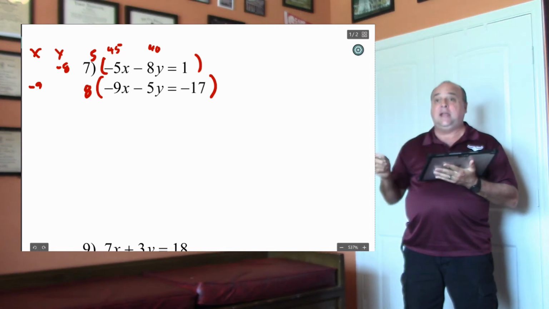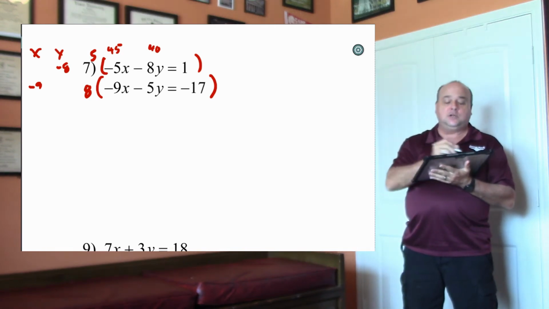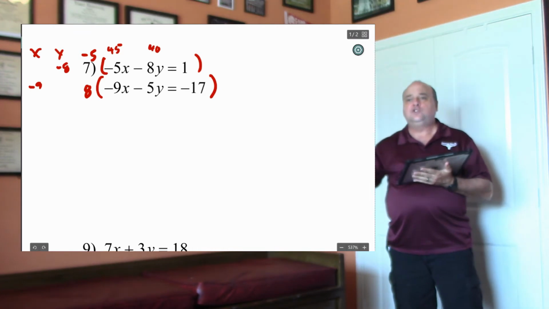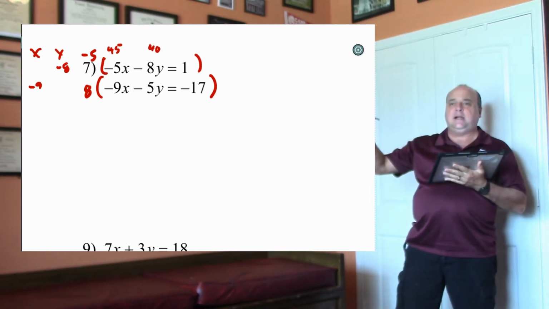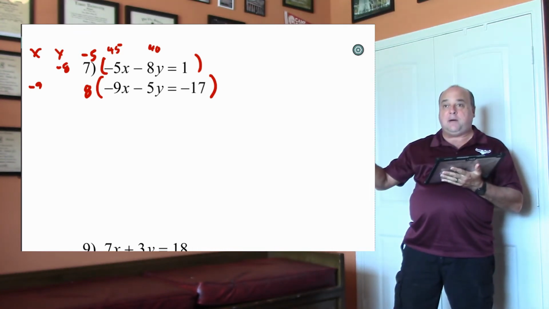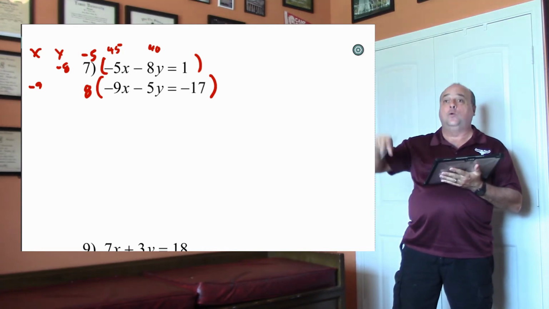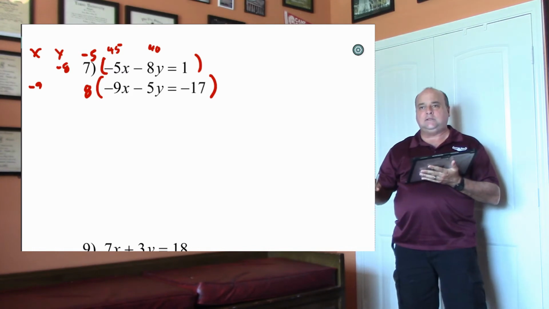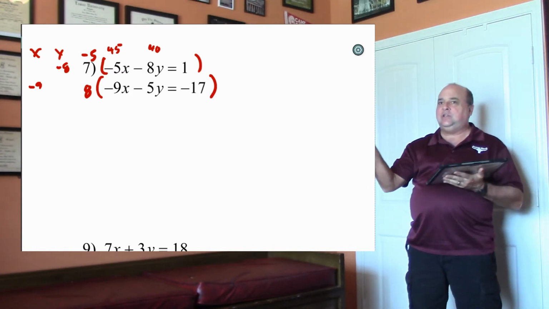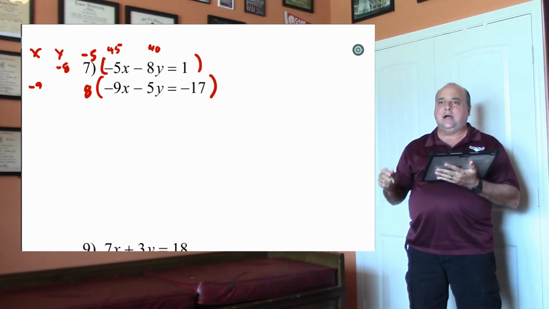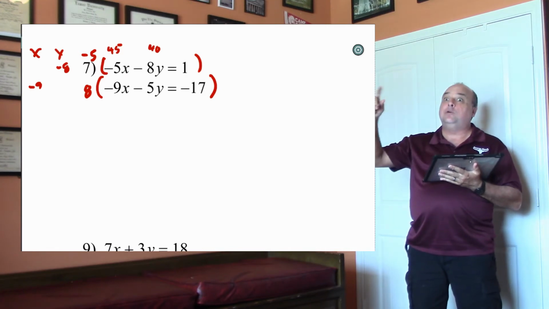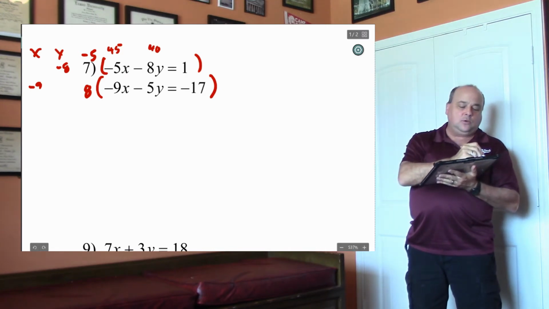Which number is smaller, the 8 or the 5? The 5 is smaller, so I'm going to put that as a negative. So I'm going to multiply the top equation by negative 5, the bottom equation by positive 8, and then my y's will end up being a positive 40 and a negative 40, and I can eliminate the y's. Piece of cake. It's just like adding a fraction to getting a common denominator. You're getting the LCM, but you're making them opposites. So let's go through and multiply.